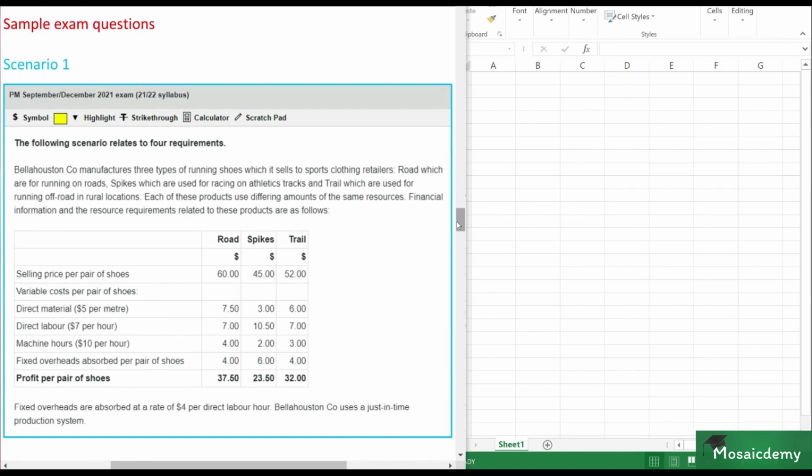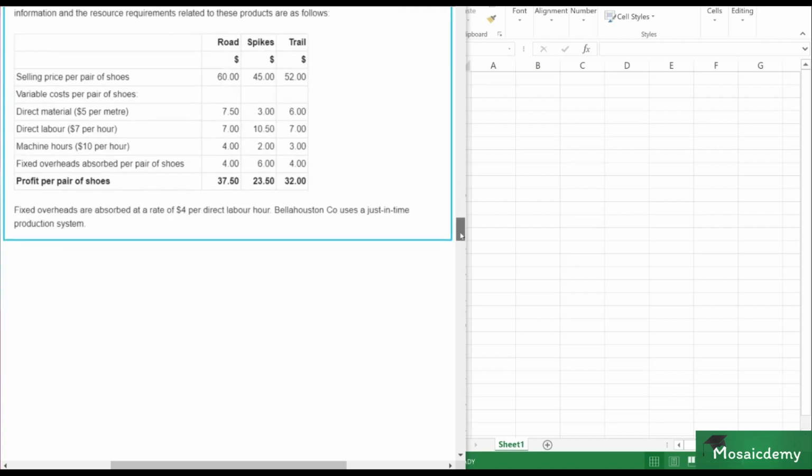So it says Bella Houston Co. manufactures 3 types of running shoes which it sells to sports clothing retailers: road, which are for running on roads; spikes, which are used for racing on athletics tracks; and trail, which are used for running off-road in rural locations. Each of these products use differing amounts of resources. Financial information is given below. So the first paragraph is basically fluff. We don't need to worry about it. Then we have the table, which is where we'll do most of our calculation from.